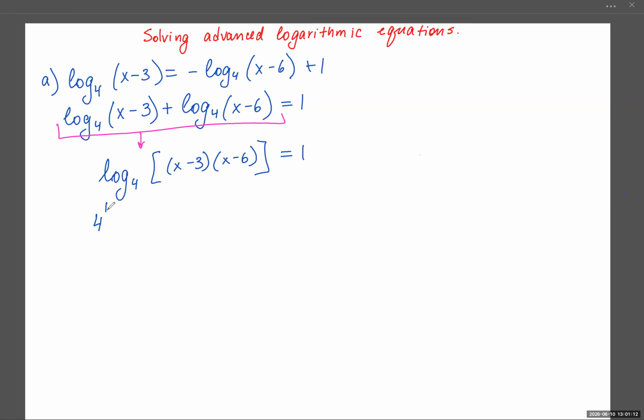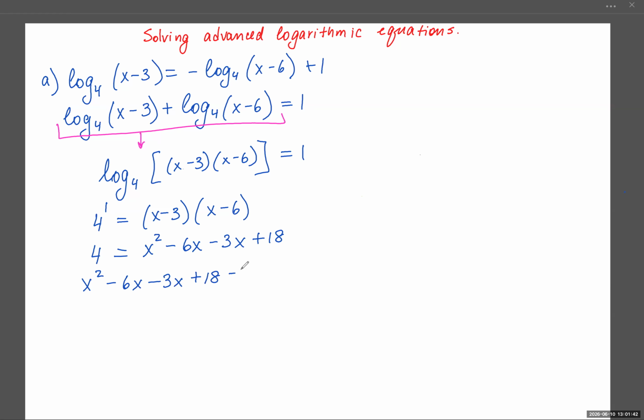So this is 4 to the first power equals (x minus 3)(x minus 6). Now, 4 to the first power is just 4. (x minus 3) times (x minus 6) is x squared minus 6x minus 3x plus 18. We'll go ahead and put everything on one side, set it equal to 0, then combine like terms: x squared minus 6x minus 3x plus 18 minus 4 equals 0. So x squared minus 9x plus 14 equals 0.